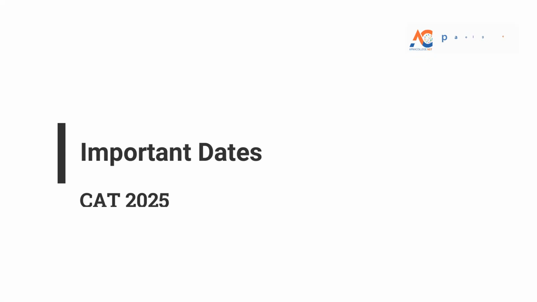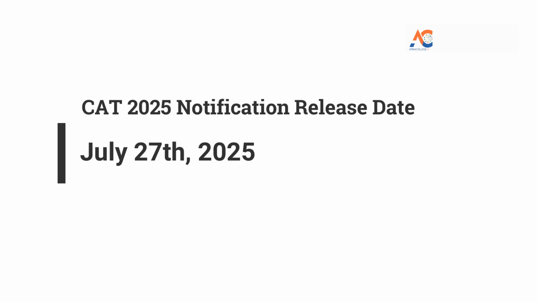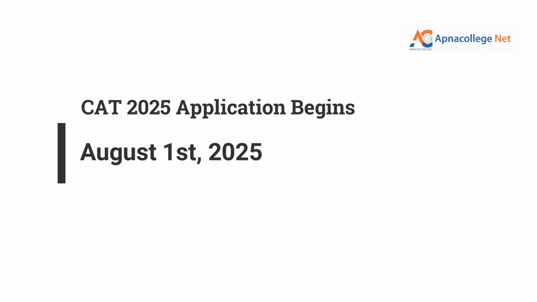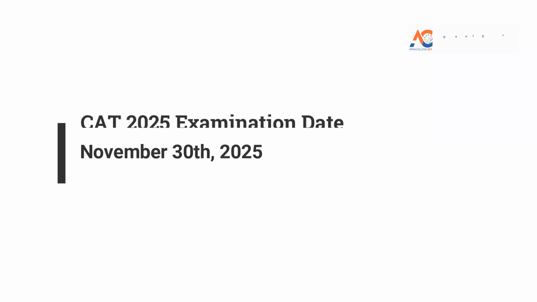Here are the important dates pertaining to the CAT 2025 examination. As we all know, the notification was released on July 27, 2025. The CAT 2025 application process has already started from August 1st, 2025 and it will continue till September 13th, 2025. The CAT 2025 admit card will be released on November 5th, 2025 and the CAT 2025 examination, as I have already told you, is scheduled on November 30, 2025.